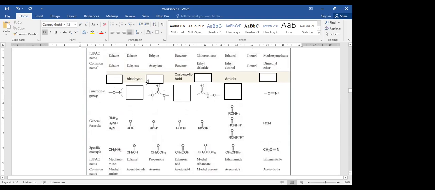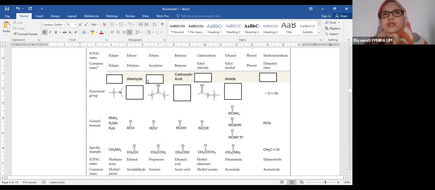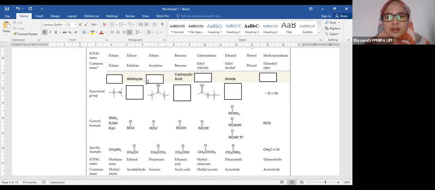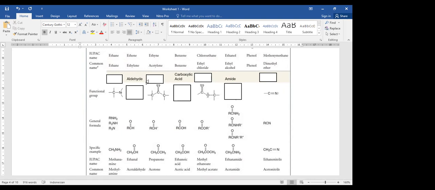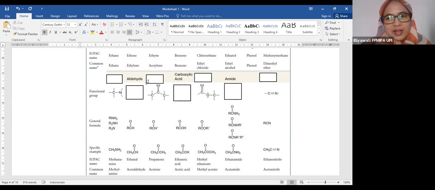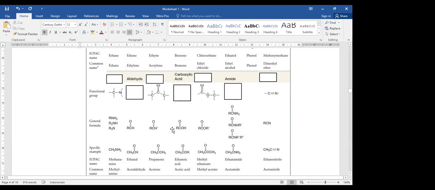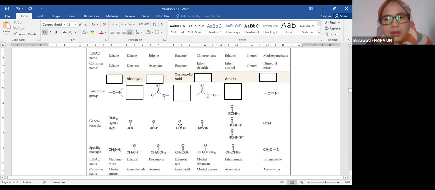Ketone is like the Indonesian keton, but we put an E at the end of the name, so it is written ketone. The functional group is like this, CO. Next, carboxylic acid. The functional group is this, with a dash, COOH.